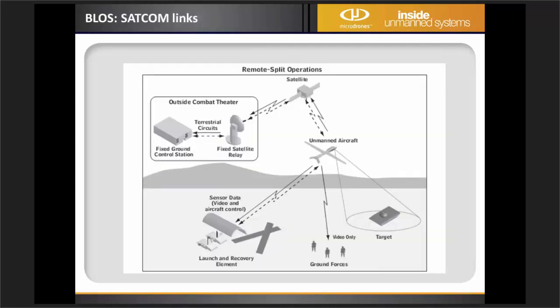So what's technical problem number one? Technical problem number one is how do you maintain a constant, reliable link with your UAS? If you're the United States Air Force and you can afford to buy entire Ku-band transponders for your drones, it's pretty easy, and that's how we do it in the Air Force.